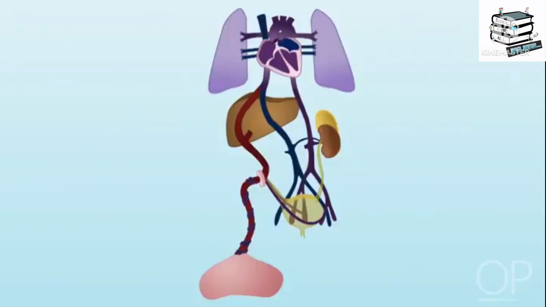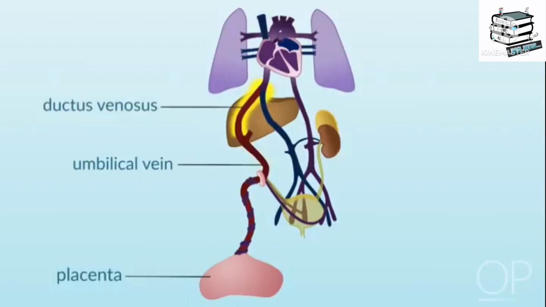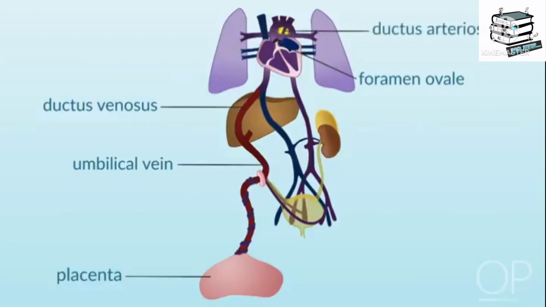We are now going to talk about fetal circulation and the transition to postnatal circulation that occurs after birth. The specific structures associated with fetal circulation include the placenta, the umbilical vein, the ductus venosus, the foramen ovale, the ductus arteriosus, and the umbilical arteries.